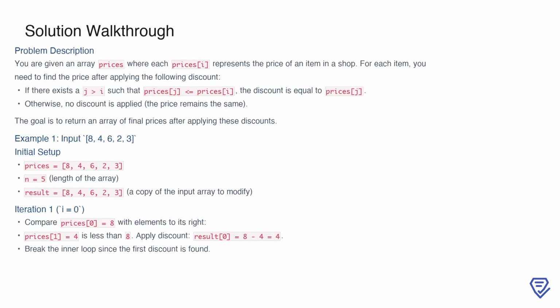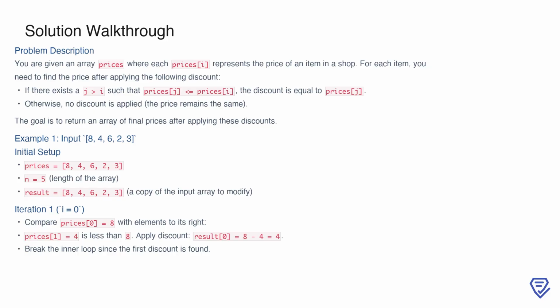Here, we are tasked with finding the final prices of items in a shop after applying a special discount. The discount is determined by looking at the prices of items to the right of the current item. If we find a price that is less than or equal to the current price, that value becomes the discount. If no such price exists, the item keeps its original price.